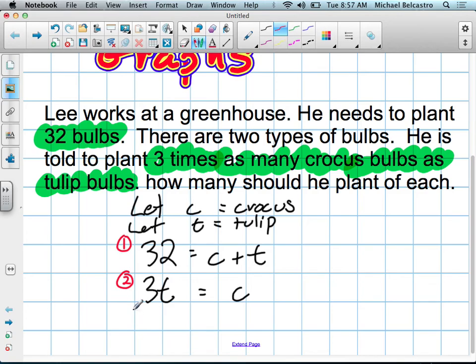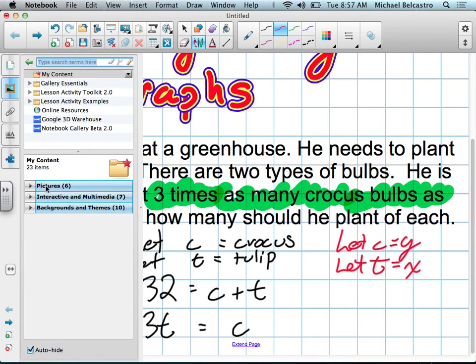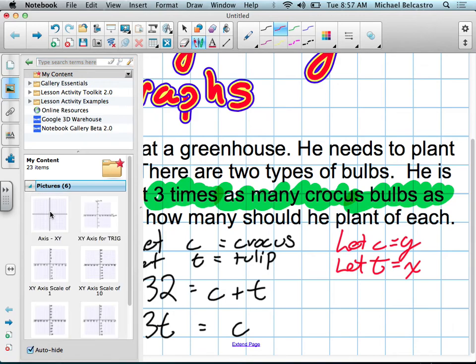Now, we're going to graph this. Another thing I want to do: when we graph, we usually use the variables x and y. Right now I have c and t. It doesn't technically matter which I call which. But I'm going to call the crocus bulbs our y variable. So again, let c equal y and let t equal x. This way, it's a little simpler for myself to graph. You don't have to do this. If you're able to tell what the crocus bulbs, the tulip bulbs, and what axes you want to put them on for graphing, that's fine. But I've done this for simplicity's sake.